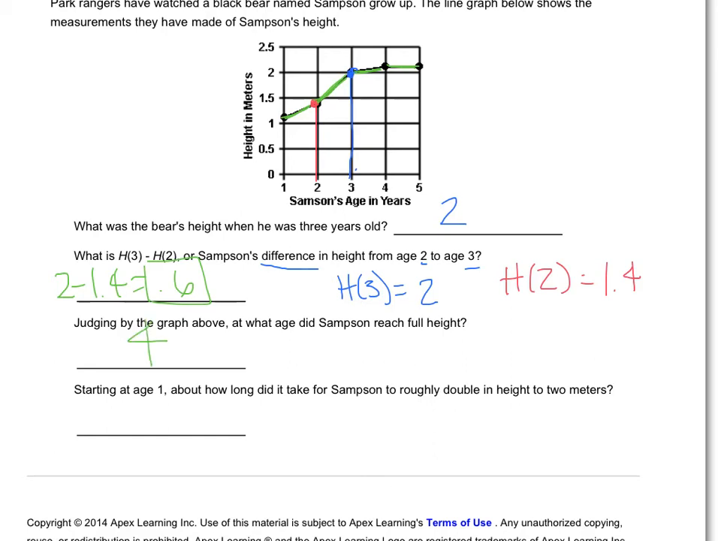Starting at age 1, about how long did it take for Samson to roughly double in height to 2 meters? So it's asking how many years it took from year 1 to get to 2 meters. Well, year 3 was when he was at 2 meters, so it took him 2 years.